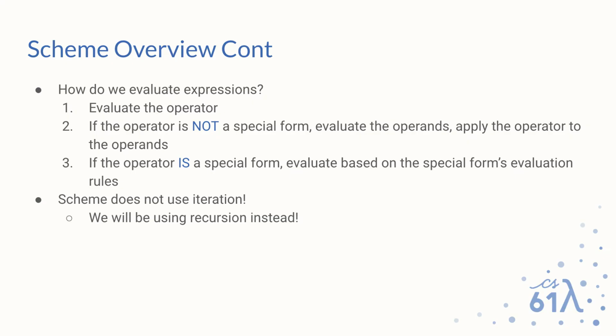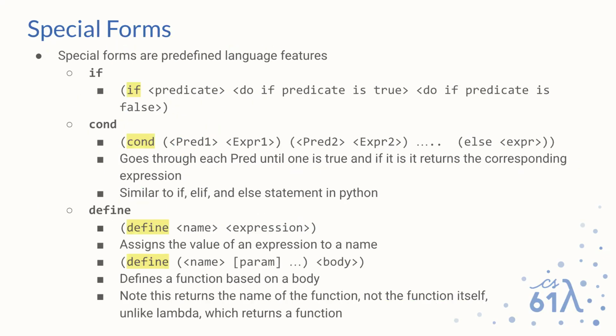Okay. If not, then we can take a look at some special forms. One of the special forms in Scheme is if, which functions very similarly to if in Python. You're going to have your predicate, which is what you're going to be evaluating, and what you're going to do based on the return of that predicate. So if the predicate is true, you're going to do whatever expression is in the next line. And if the predicate is false, you'd want to do whatever is in that expression.